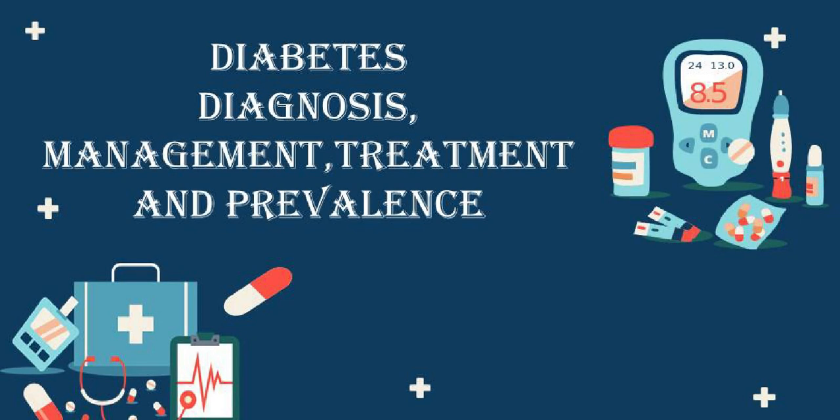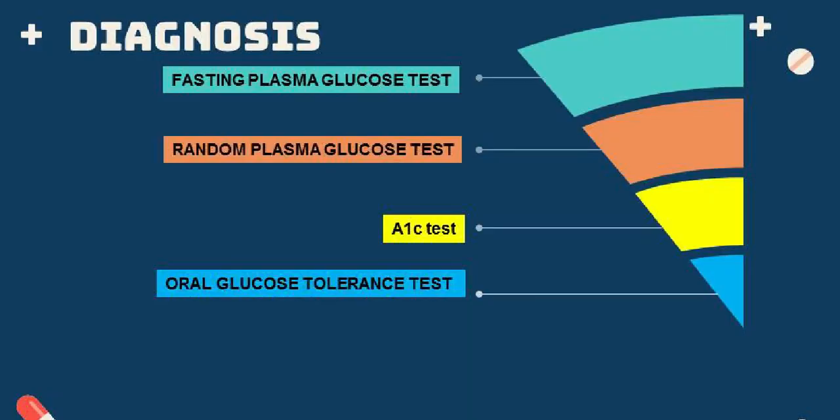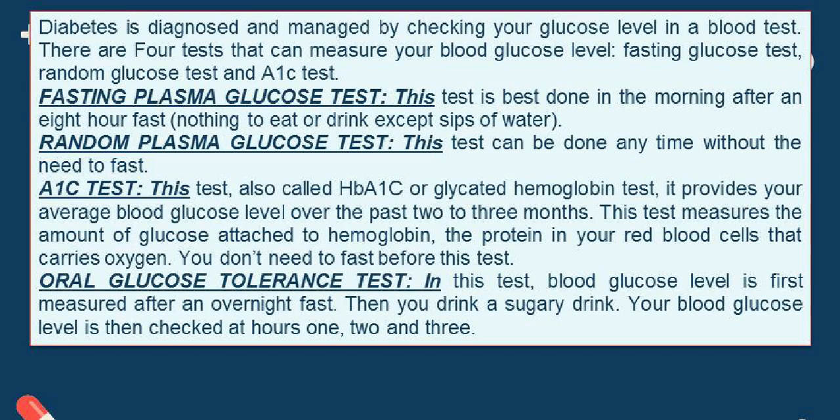Let's see the prevention, diagnosis and treatment of diabetes. With the help of 4 types of tests we can easily diagnose diabetes, its type and stages. These 4 types of tests are fasting plasma glucose test, random plasma glucose test, A1C test, and oral glucose tolerance test. Diabetes is diagnosed with these 4 types of test methods.